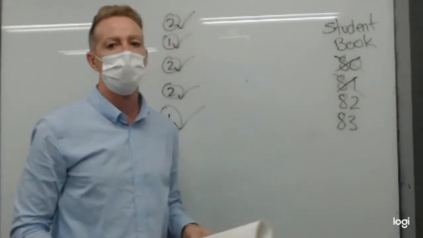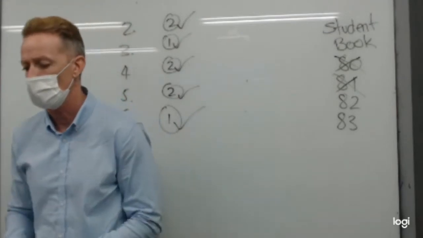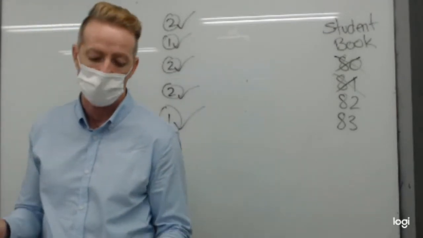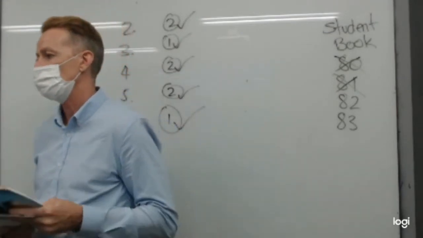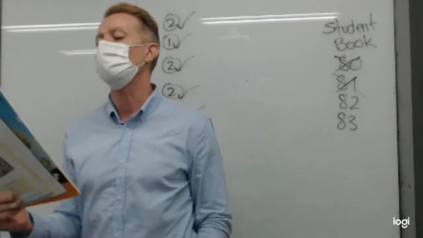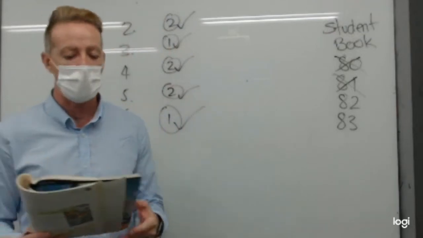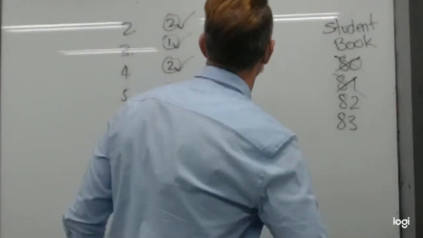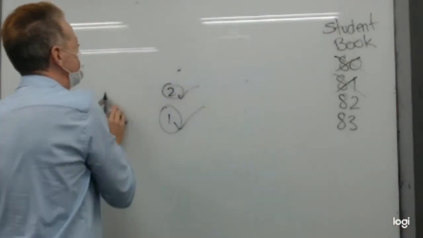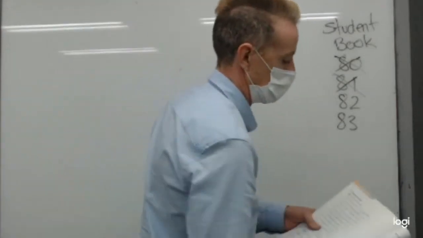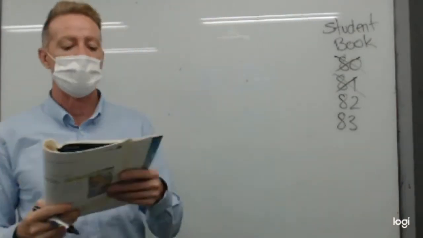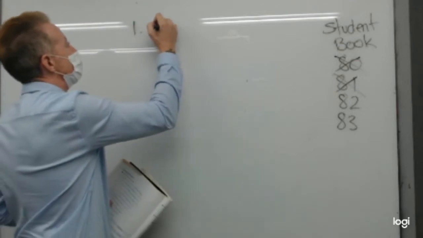Page 82, please. Come on, Sam. Alright, grammar practice. Circle the correct word. Number one, my little brother learns everything. Ellie? Really fast. Good. Number one, really fast.